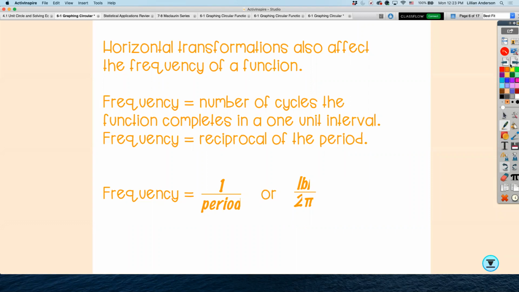Smart notes here. If you're ever asked to find the frequency of a circular function, or sinusoidal function, you'll basically do 1 over the period, or the absolute value of b over 2 pi. It is the reciprocal of your period. That is how you find the frequency. Pi will be in the denominator once you flip it.